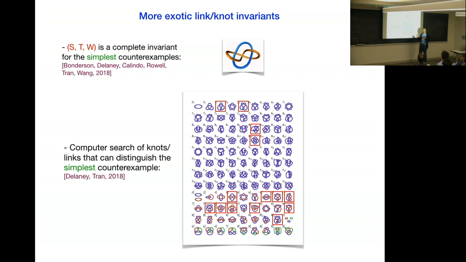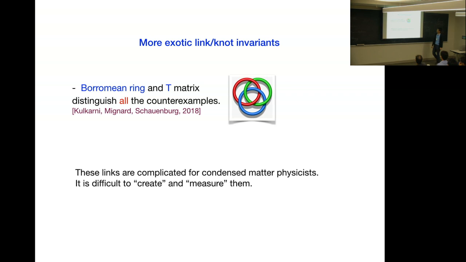Then later, Zheng Han's students did a computer search. They searched all the link and loop invariants, and highlighted the ones able to distinguish the simplest counterexample. These two works are for the simplest counterexample. Then later, three mathematicians showed that the Borromean ring, together with the S and T matrices, is enough to distinguish all the counterexamples that I mentioned just now. But for condensed matter physicists, at least to me, it's very hard to create such a Borromean ring excitation experiment.